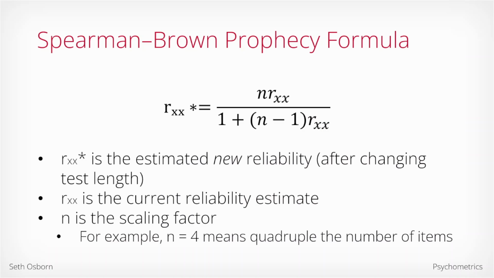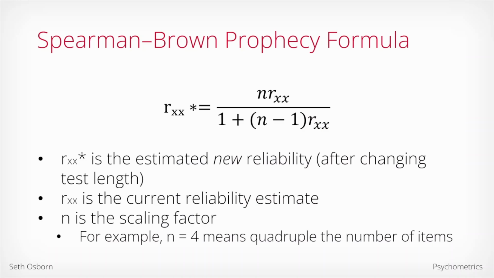For example, if we double the test length, that means n equals 2, because the new length will be 2 times the current length. Or if we quadruple the test length, then n equals 4. Or what if we cut the test in half? That means n equals 1/2. N is the factor by which you multiply the current test length to get the new test length.